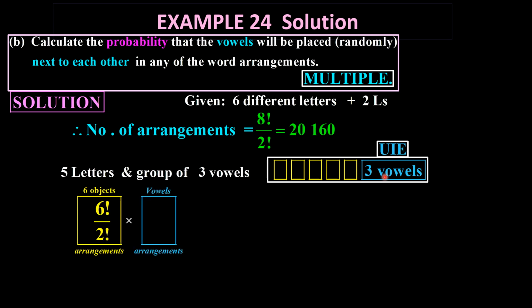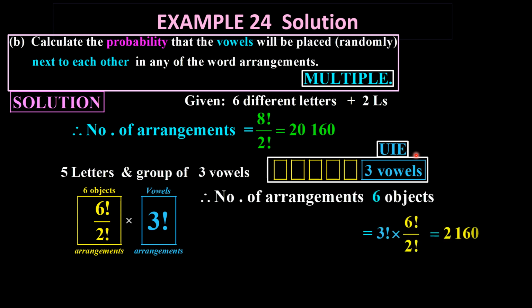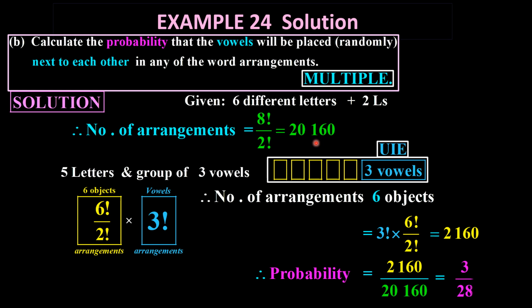6 objects can be arranged as 6 factorial, but because that also contains 2 L's, I divide by 2 factorial. And those 3 vowels can also be arranged among themselves in 3 factorial ways. So the number of arrangements with the vowels placed next to each other would be 2,160. Now for the probability, it would be 2,160 over the total number of arrangements, and simplifying that gives me 3 over 28.